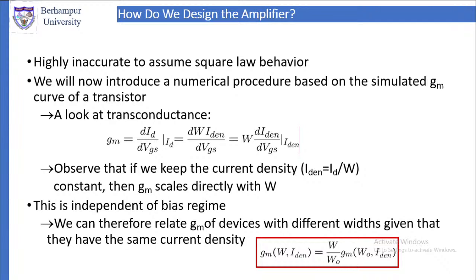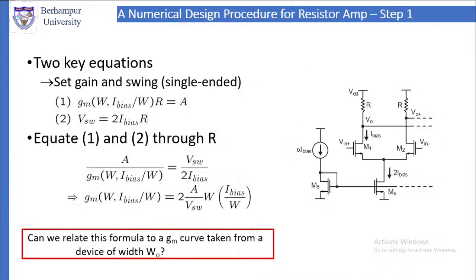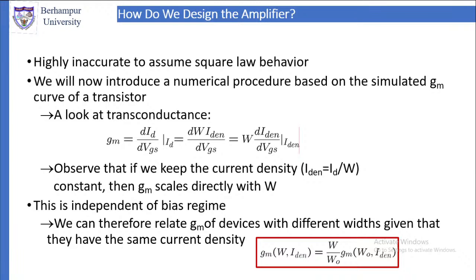Now, what is W0? W0 is a standard W. If you take a standard W as W0, then we can say GM(W, IDEN) is equal to W by W0 times GM(W0). GM of W is equal to W by W0 times GM of W0. That we can always say. You can also find this from the equation for GM. GM is equal to W dIDEN by dVGS, so GM of W is equal to this. GM of W0 will be W0 dIDEN by dVGS. Take their ratio, GM of W by GM of W0 is equal to W by W0. So from that also we can get this.